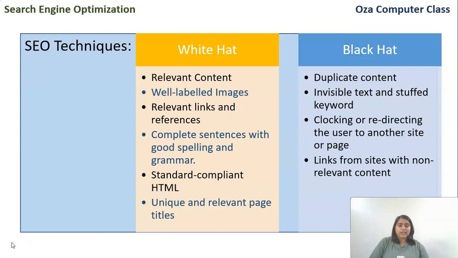Now, there are various techniques used to increase the number of users visiting your website, and they are classified under white hat and black hat. Now, as the name suggests, white hat technique is recommended by the search engines. These techniques are like relevant contents or labeling your images well, having no grammatical or spelling mistakes, or giving relevant links after the article or blog is over. Now, for example, if your article or blog is about 10 most beautiful places in India, the content should be relevant.